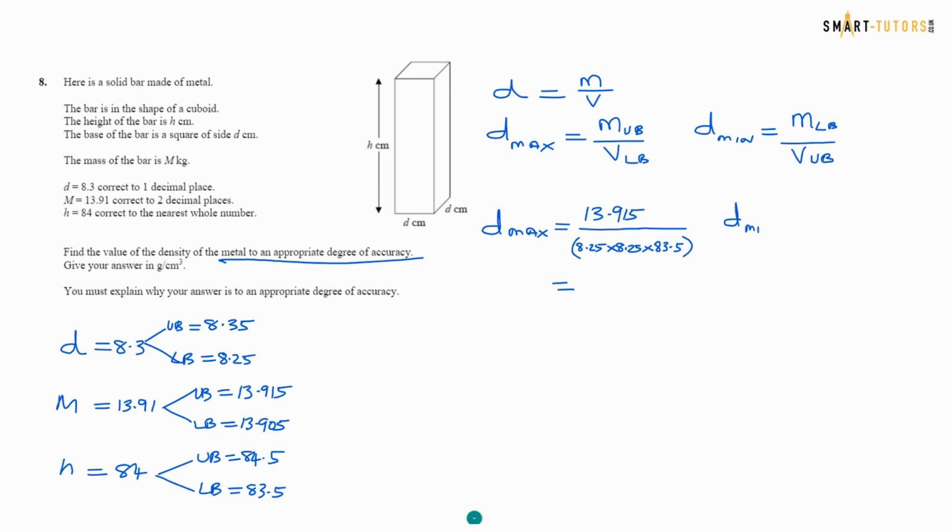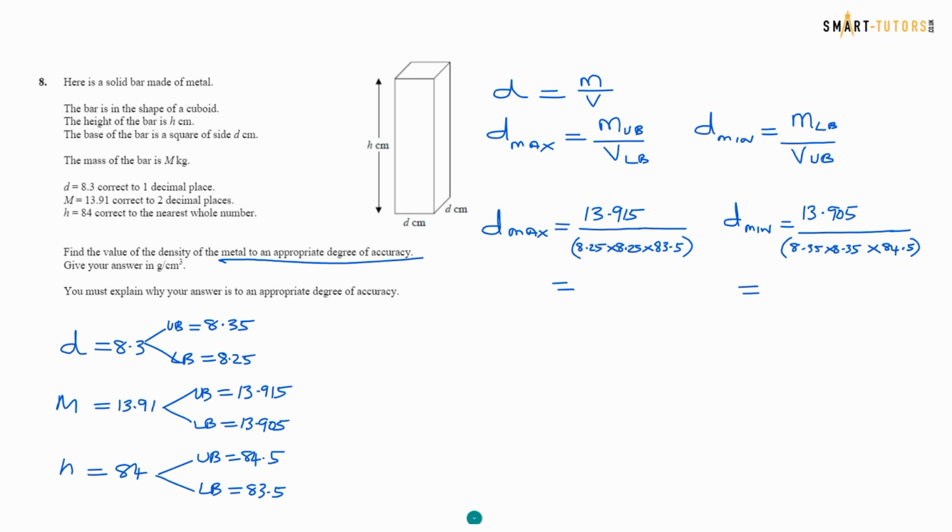So D minimum is M lower bound, which is 13.905, divided by the volume of the upper bound. Volume of the upper bound is what? D upper bound 8.35 times 8.35 times upper bound H, 84.5, right? And that is the answer for the maximum and minimum.